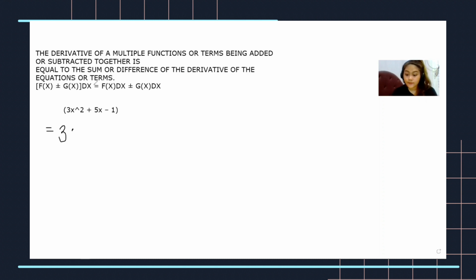Let's apply the power rule, which is the n sub, 2 minus 1 plus 5x plus 1.